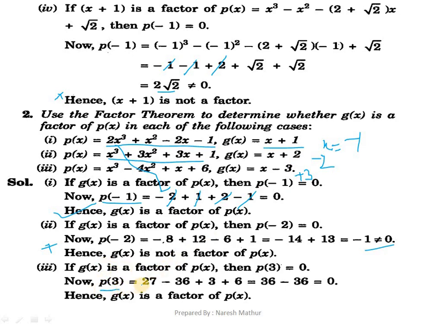Just put x equals to 3 in the third question. 3 cube is 27 minus 4 times of x square. 3 square is 9, 9 fours are 36 plus 3 in the place of x and plus 6 is the same. So we are getting 0 as the remainder. So we can say yes, g of x is a factor of p of x.